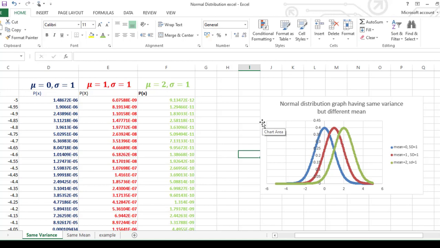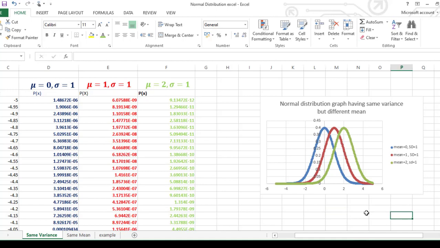And you can easily see that the curve is shifting towards the right, having the same spread. The spread also remains the same since we are not changing the standard deviation of the distribution. The curve shifting towards the right indicates that the value of the mean is changing for the curves. So this is the case of normal distribution when the variance remains the same but we differ the mean of the distribution.